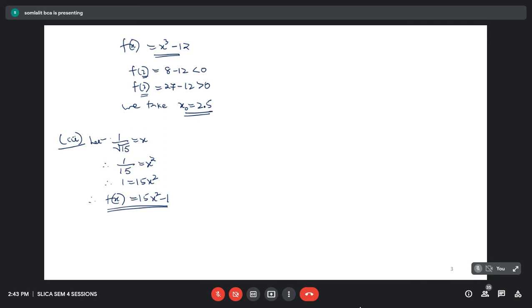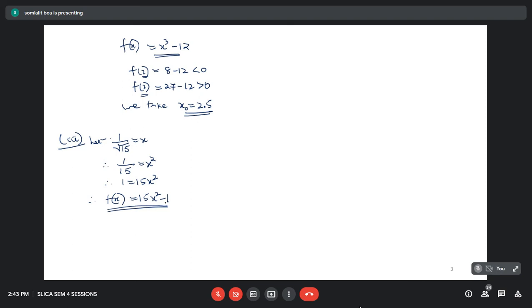You just square the expression. So on the left hand side you have 1 by 15, and the right hand side will be x squared, then take 15 to the right hand side. So 1 equals 15x squared. A function should always be in the form f(x) equals 0, so take 1 to the other side: 15x squared minus 1. That's what we are getting.